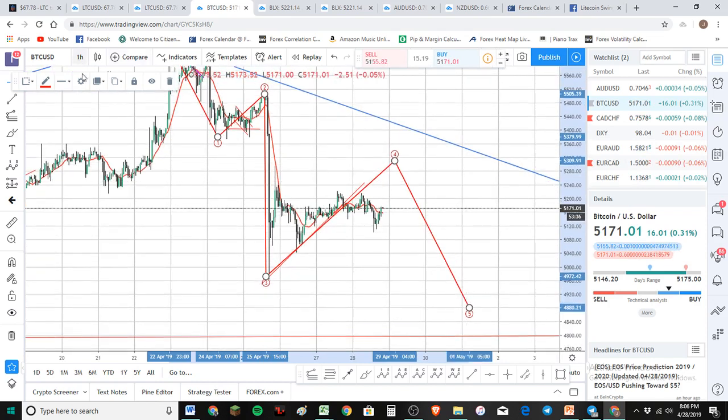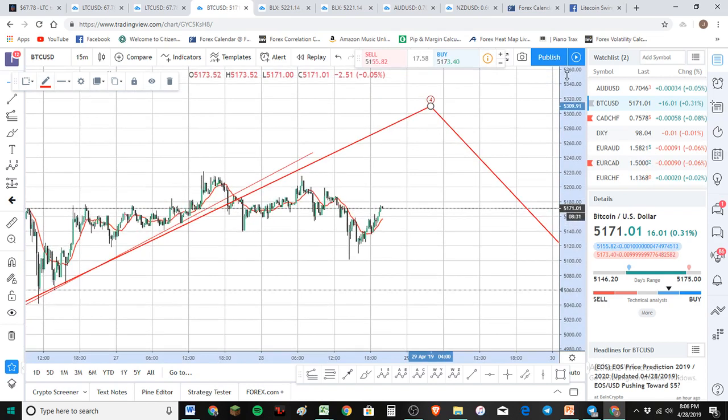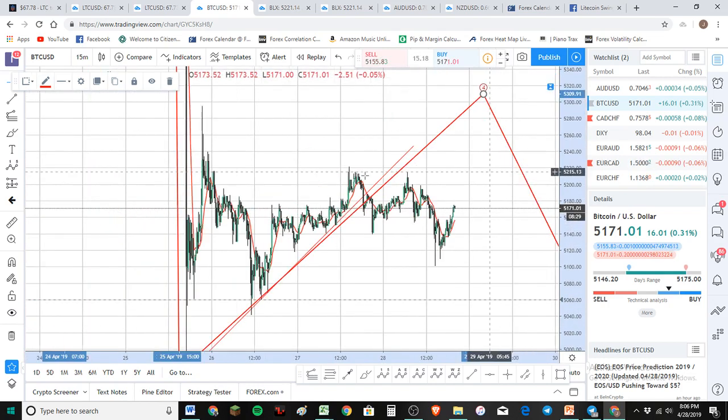Now, let's throw the fibs on this little move right here and see if this is corrective. So the question is, is this move right here corrective? So is this a 1 wave followed by a 2?